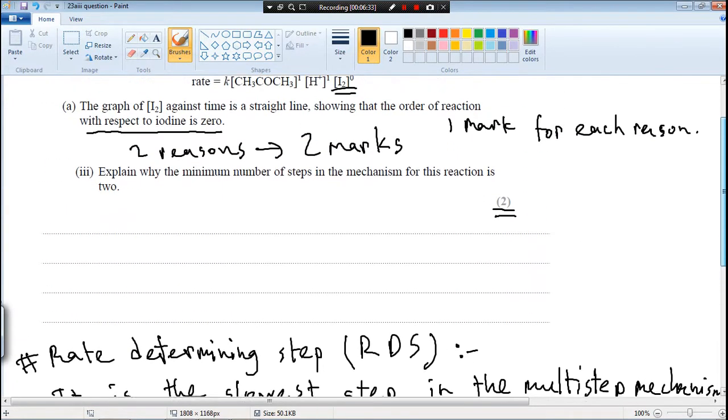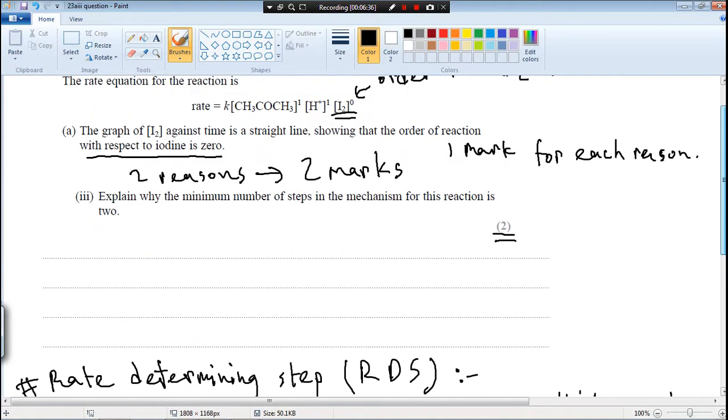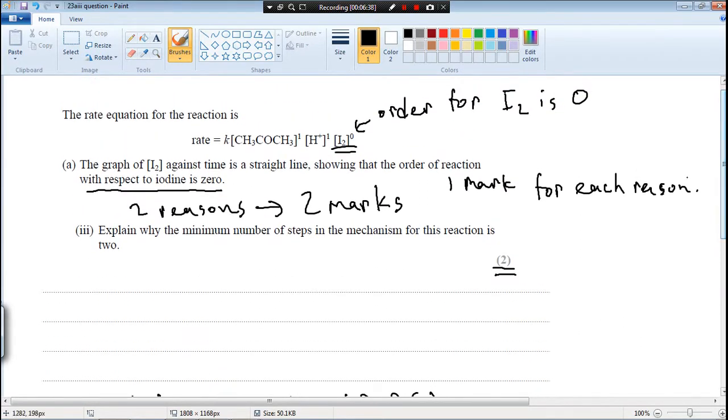Let's get back to the question. Since the order of iodine is 0, iodine is not in the rate determining step. So there should be a further step where iodine would get involved. I have already told the answer, so this should be the answer.